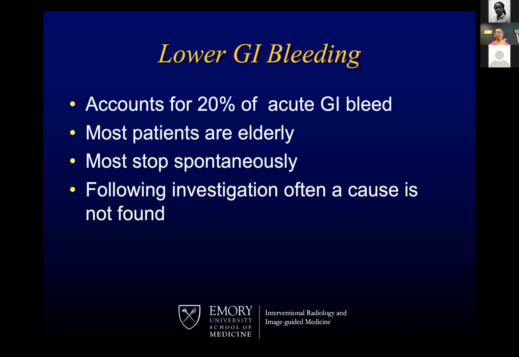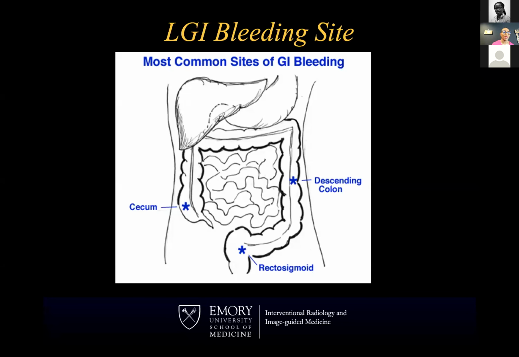It's just an occult blood, but not necessarily a bleed. And a lot of times nothing is found. I think we've talked about this before in terms of the most common sites for GI bleed of the lower kind: the cecum, descending colon, and the rectosigmoid region. So Dr. Gichoya wants to jump in here.